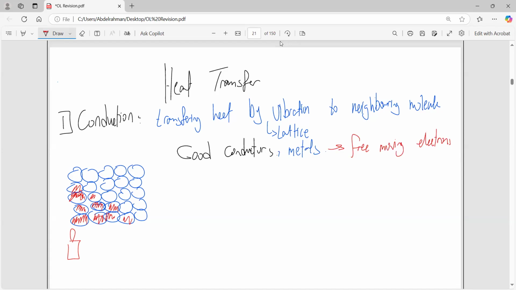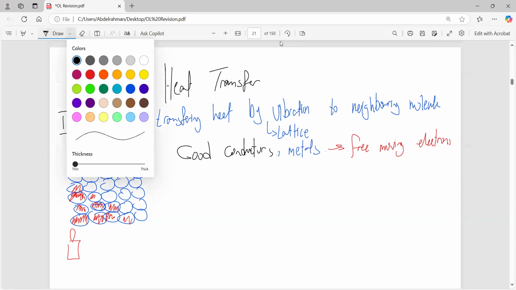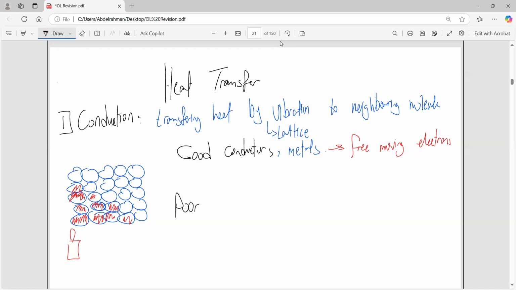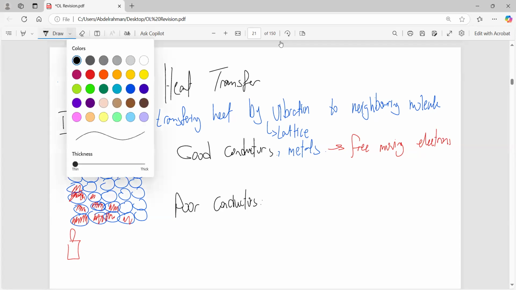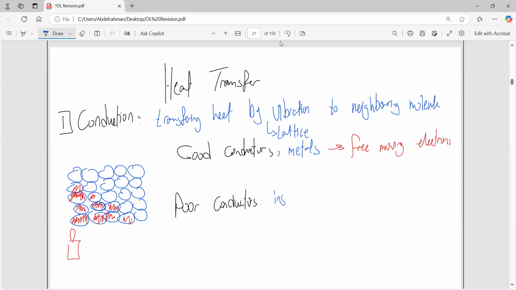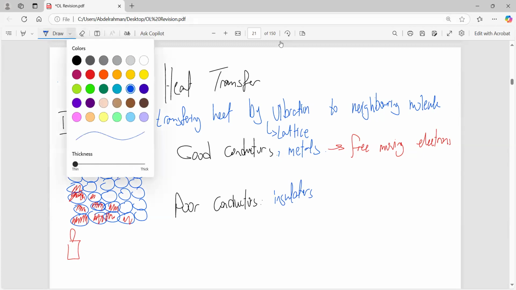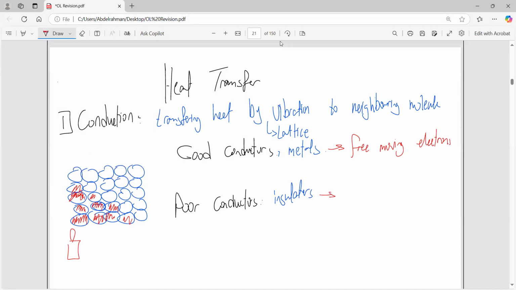And the non-metals, which are the poor conductors, we can call them the insulators. Why are they insulators? Because they have no free moving electrons. They lack the free moving electrons.